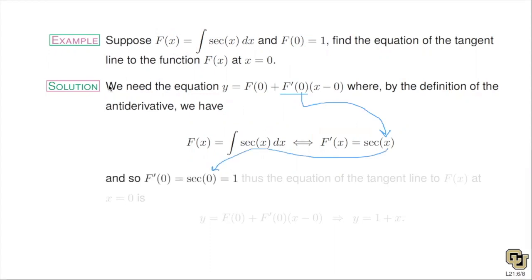And secant of 0 is 1 over cosine of 0. Cosine of 0 is 1, so secant of 0 is just 1. And so now I can plug in all the pieces. So the equation of the tangent line: f of 0 is 1, f prime of 0 is 1, x minus 0 is x. So the equation will be 1 plus 1 times x, or just y equals 1 plus x.